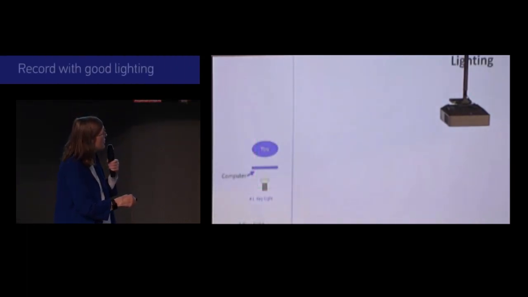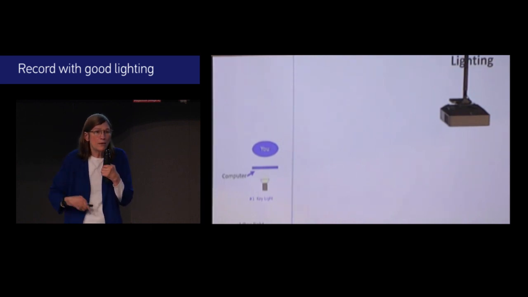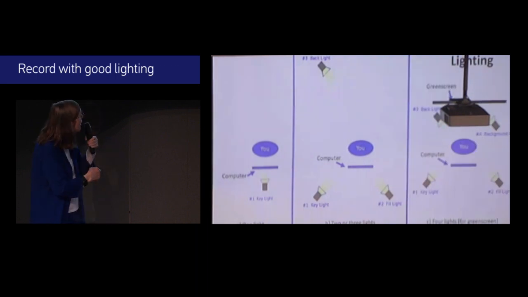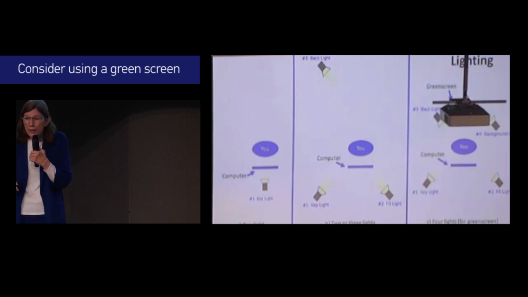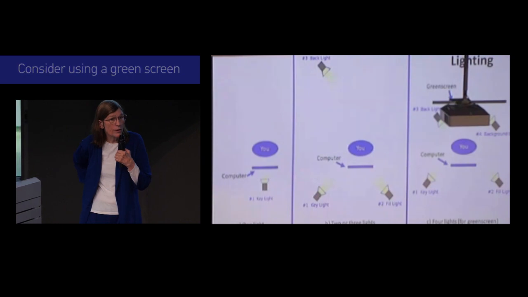It's always good to have some light in front of you. Don't sit with your back to the window. If you can, have 2 lights beside you and maybe a dim light behind you. If you have a green screen behind you, put a light on the green screen to minimize the shadows that fall on you. How do green screens work?